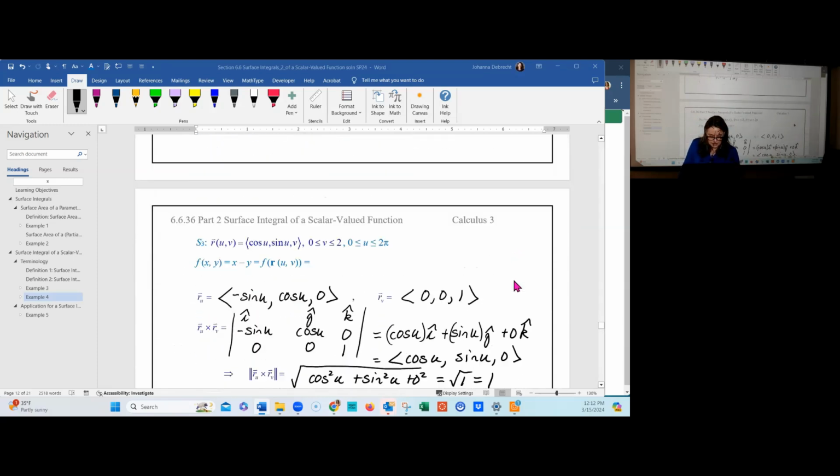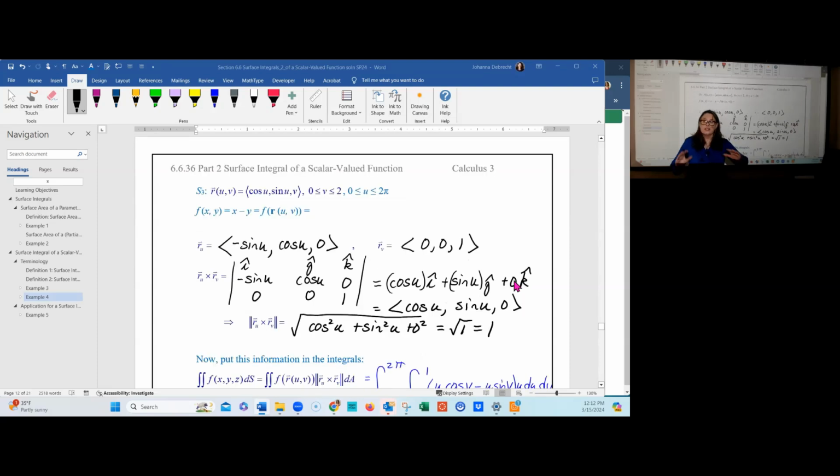Let's now take a look at the third surface, which is the sides of our cylinder. So the red part of this Coke can, not the top, not the bottom, but the sides. This parameterization is different. It's cosine u, sine u, v. V varies from 0 to 2, so we get the full height of the sides, and u varies from 0 to 2 pi. This sets our radius to always be 1, but it gets us all the way around the cylinder.